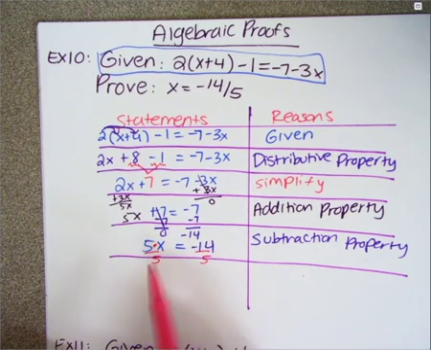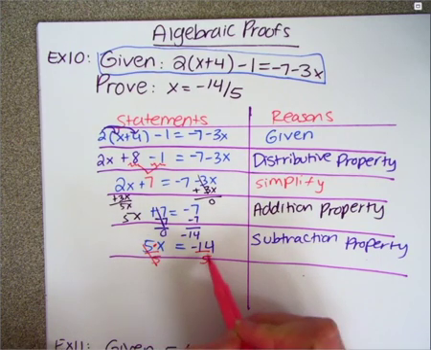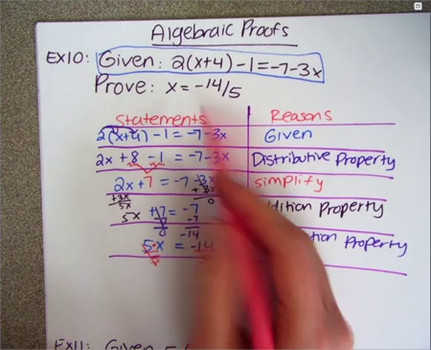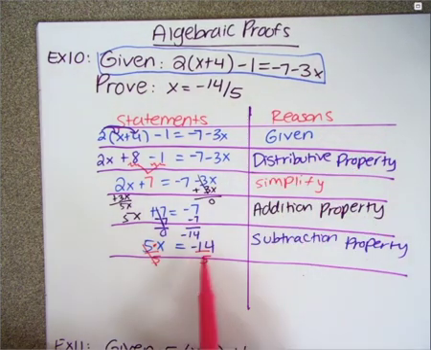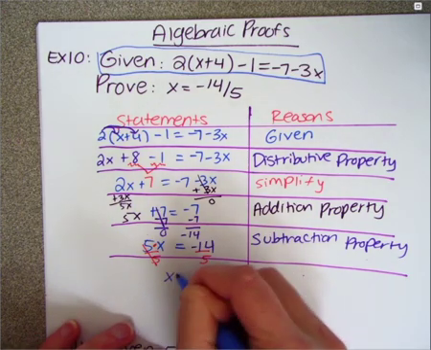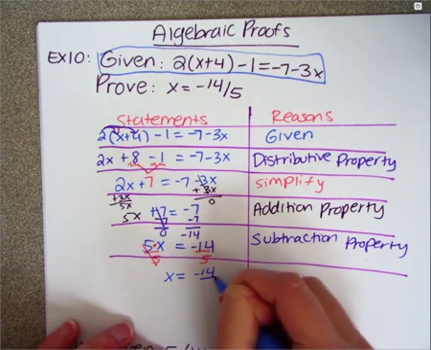So 5 divided by 5 will cancel. And I'm left with, guess what, you guys? What I'm trying to prove. This should always be the final thing in your proof, which I have ended up with -14/5. Oh, man, this is so exciting. All right, so my final answer will be x equals -14/5.